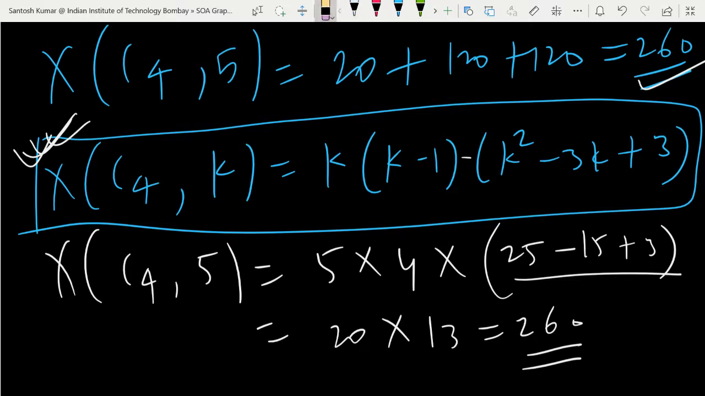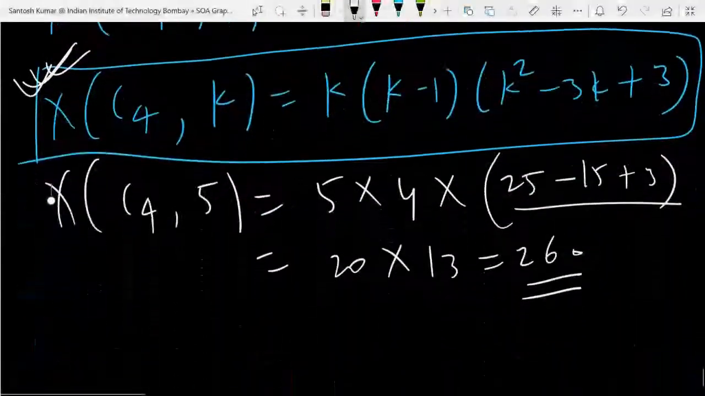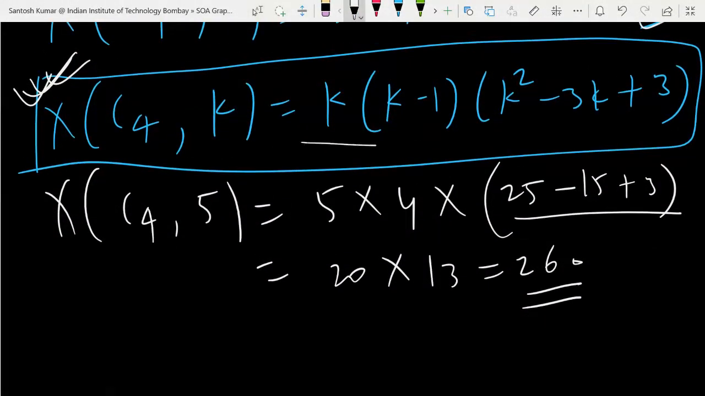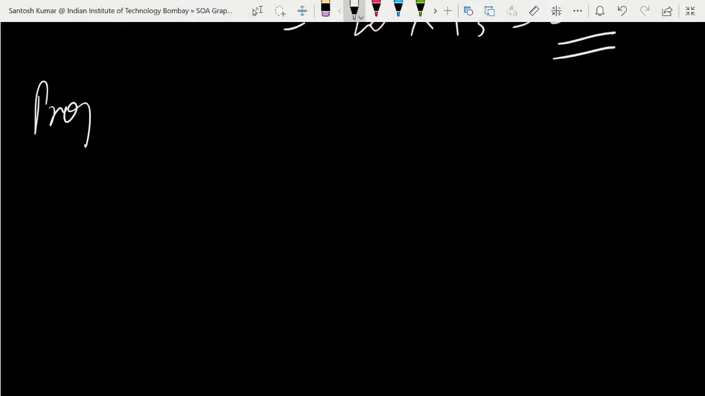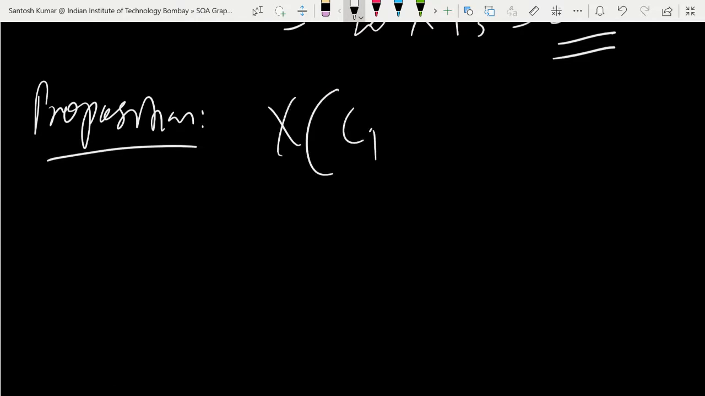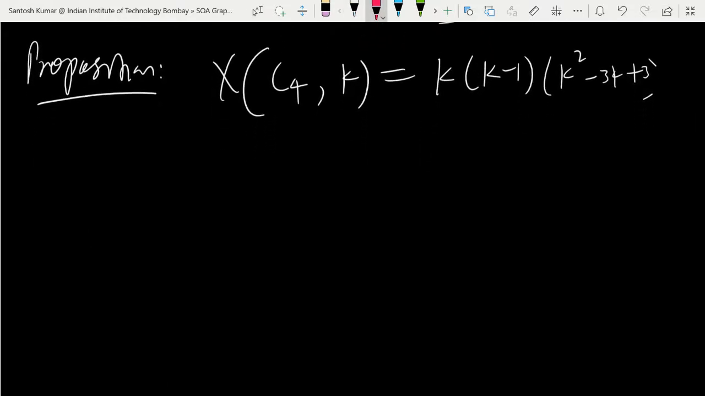The method of proving will be similar to the question I did before, and there are other ways of proving this also. So let me write the proposition in the same way, so we will understand it better. The proposition is: the number of proper colorings of C4 using K colors is K into K minus 1, K square minus 3K plus 3.